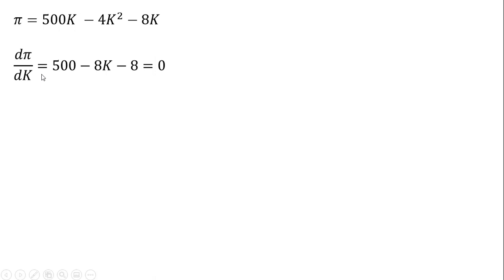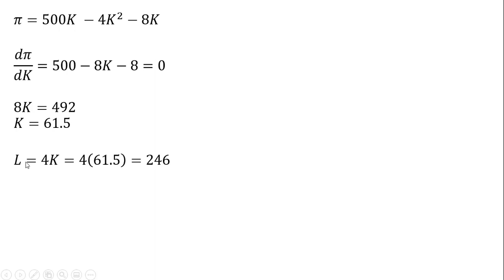Now taking the derivative of the profit function with respect to K, we get this result. That derivative set equal to 0, so we solve for K. And this firm would employ 61.5 units of capital. And since L equals 4K, 4 times 61.5 means the firm will use 246 units of labor.